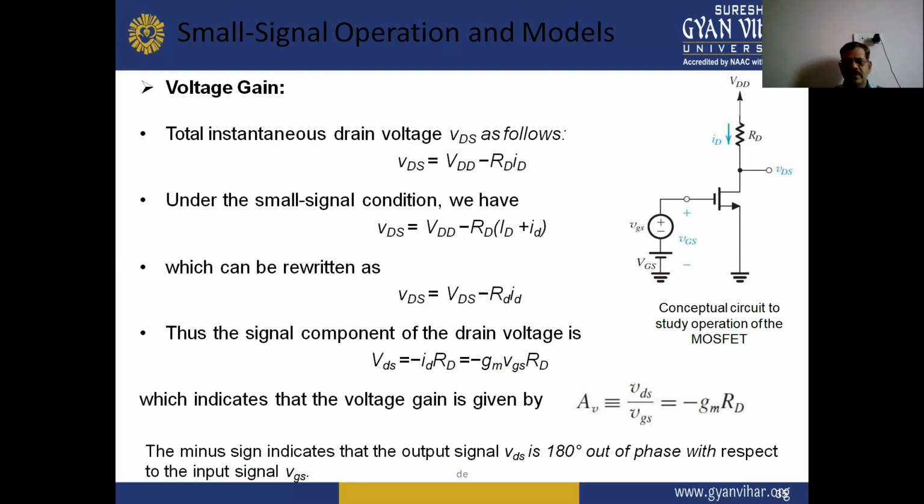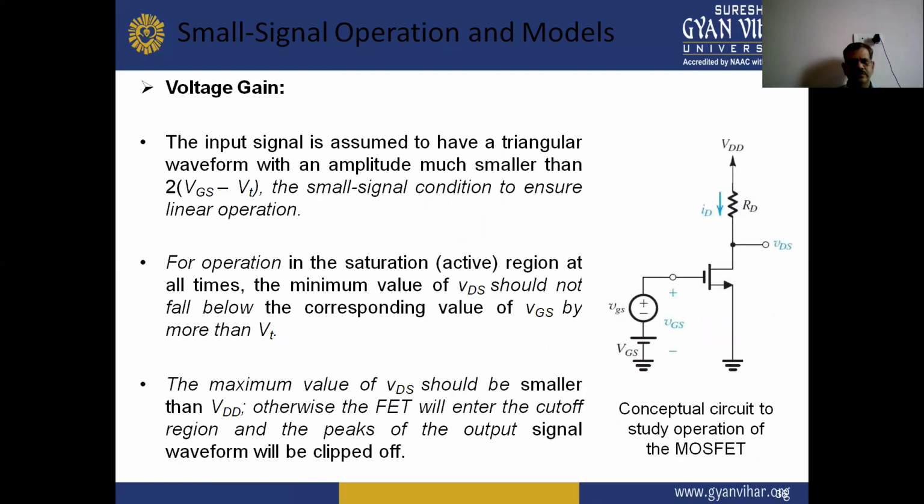So this is the figure of the conceptual circuit to study the operation of the MOSFET. For voltage gain, the input signal is assumed to have a triangular waveform with an amplitude much smaller than 2 into (VGS minus VT). The small signal condition ensures linear operation. For operation in the saturation active region at all times, the minimum value of vDS should not fall below the corresponding value of vGS by more than VT. The maximum value of vDS should be smaller than VDD. Otherwise, the FET will enter the cutoff region and the peaks of the output signal waveform will be clipped off.